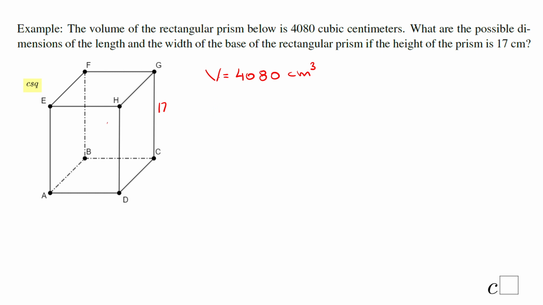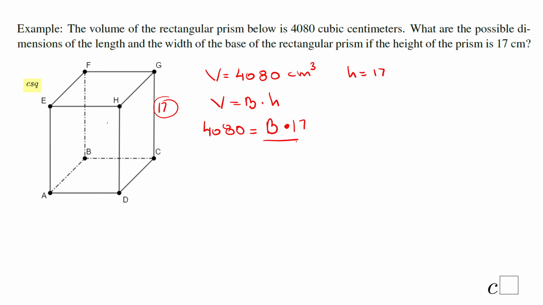Okay, so in that formula we have before, volume equals area of the base times the height. We can replace this volume and this is the height. So let me write that here. Height is 17, so we have here 4080 equals B. This is going to be the variable we need to find out, times 17.